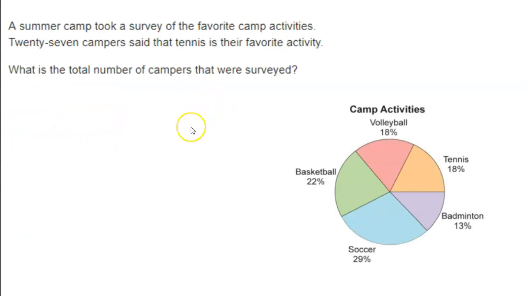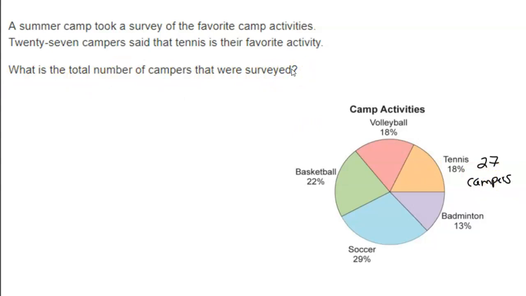All right, last one. A summer camp took a survey of the favorite camp activities. Again, remember I told you the pie graph or pie chart is better if you're limited in your answers. So that's what I'm talking about. 27 campers said that tennis is their favorite activity. So tennis is 18%, but that's really 27 campers. What is the total number of campers?